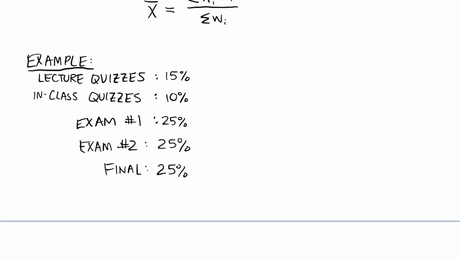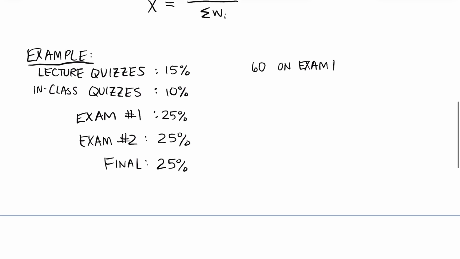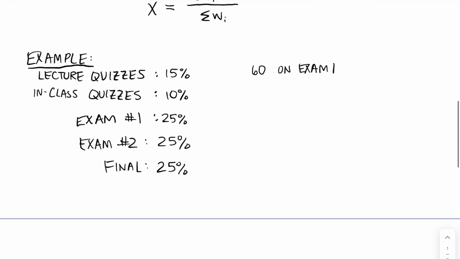Okay, so these are the weights for grades in this class. So now let's say that you didn't do so hot on the first exam. Maybe you got a 60. And let's say you're going to do much better on the second exam. You're going to get an 80. And let's say you've been keeping up with the lecture quizzes, so you've got maybe an 80 average on lecture quizzes.